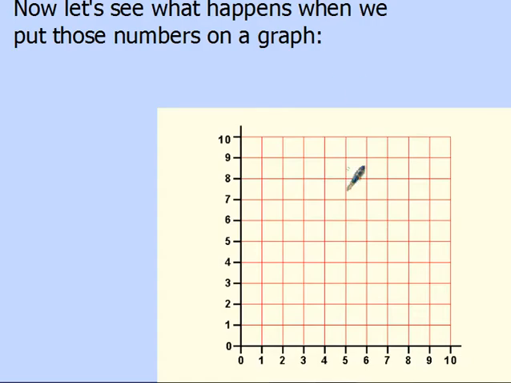When I put those numbers on a graph, it's going to look something like this. Our x-axis is going to be the number of days. I'm actually going to put number of days instead of just days. And the y-axis is going to be the amount of money that I have on that day.